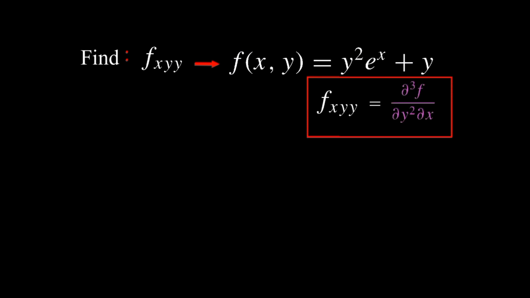To give an example, let's find this third order partial derivative for this function. Expressing the subscript notation with the symbolic one, we get this. Both represent the same thing, but they have opposite conventions for the order of differentiation. In the subscript notation, the derivatives are taken from left to right. And in the symbolic one, they are taken from right to left. So, in this case, they both represent, first, differentiating the function with respect to x, and then with y 2 times.